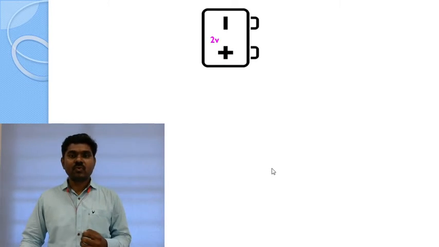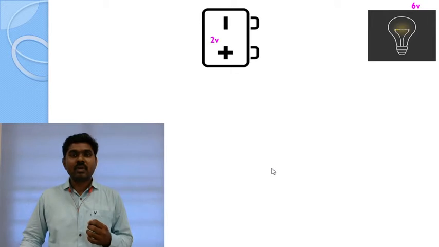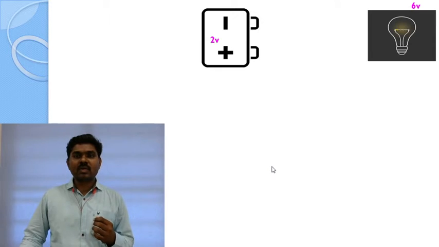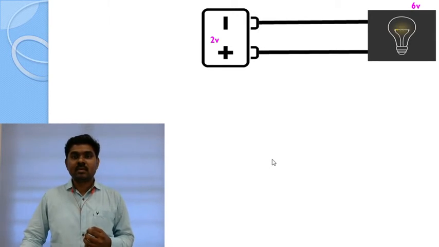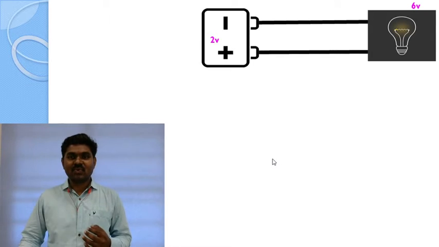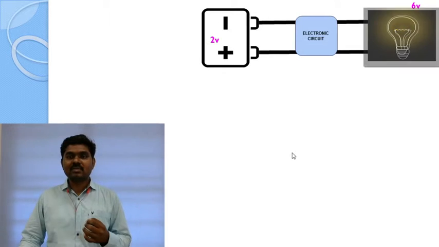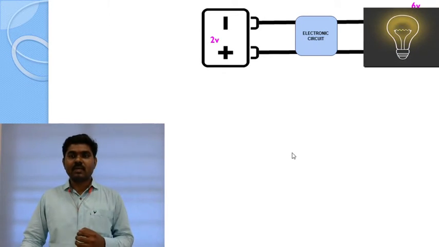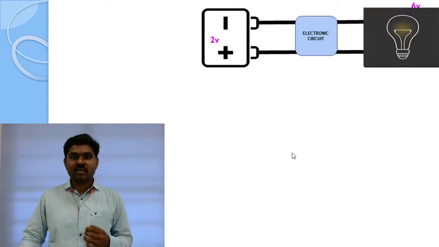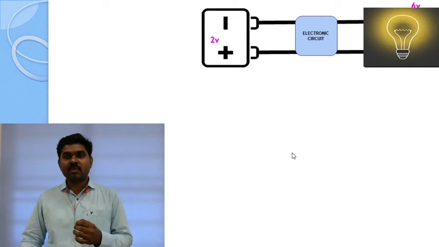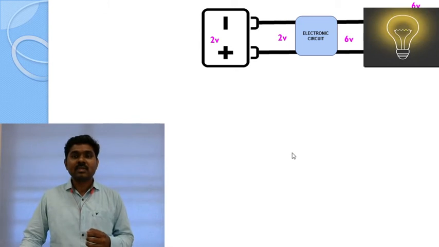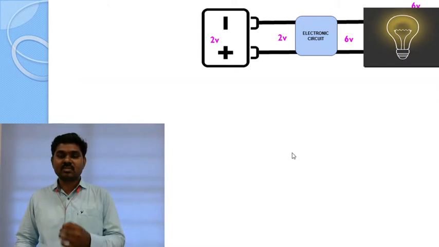We have a battery of 2 volt and we have a bulb which is operated at 6 volt DC. Now I'm going to connect them. Let's see what happens. Is the light on? No, it is not, because of insufficient battery voltage. In such a case, I have introduced a circuit in between here. Now the light is on. How does it happen? The electronic circuit provides sufficient voltage to the bulb, so it is turned on. This is possible with the help of the electronic circuit.